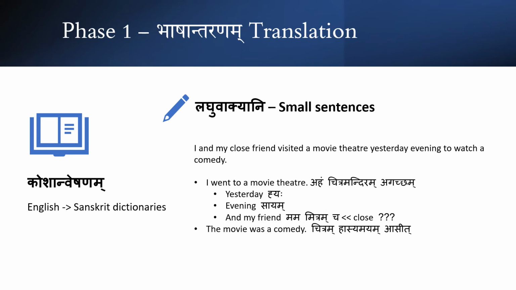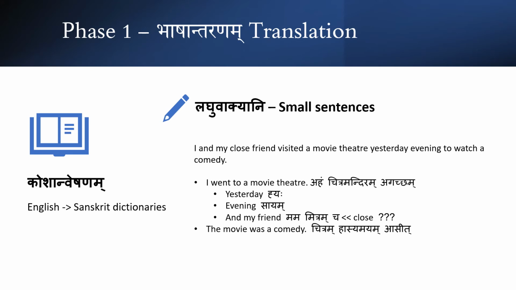Then I want to say the movie was a comedy. If I break that sentence down further: I went to the movie theater yesterday evening, my friend was with me, and the movie was a comedy. All these factors are there in the sentence. So there are basically two smaller sentences: I went to the movie theater, and the movie was a comedy. When and with whom are additional things that can be added to the sentence.